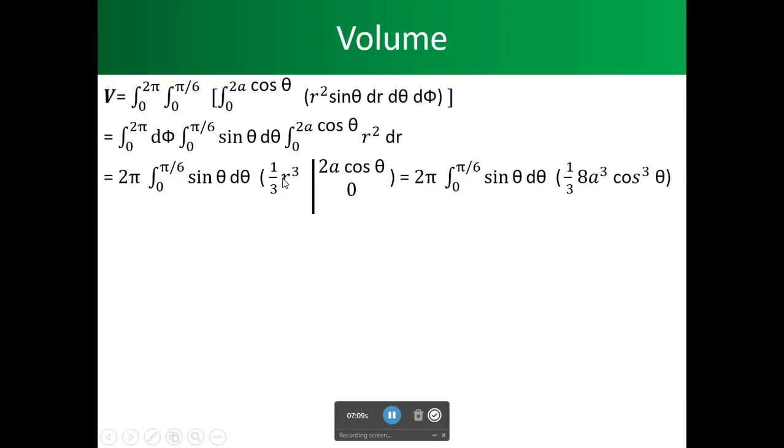And so as we plug in for 0, that'll go out. That's fine. But this other term is cubed, 8. That's 2 cubed. So that's cubed, and then we have a cubed. 2, 4, 8. And then we have the cosine cubed.